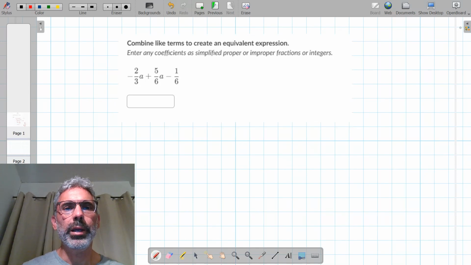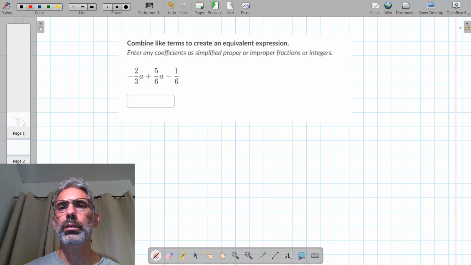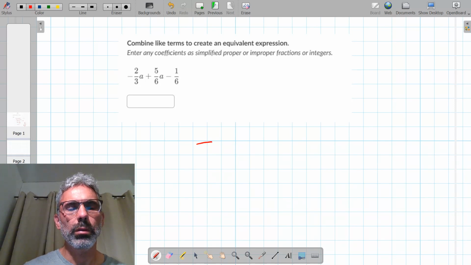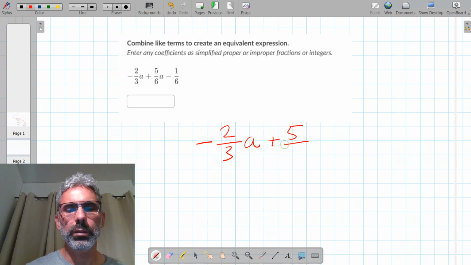Combine like terms to create an equivalent expression. Enter any coefficients as simplified proper or improper fractions or integers. Okay, so the expression is minus 2/3 a plus 5/6 a minus 1/6.